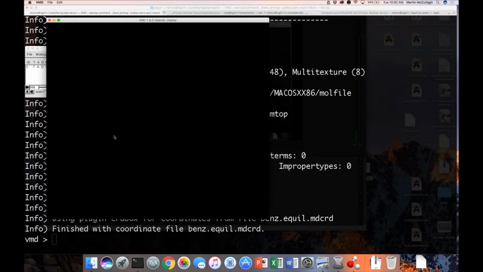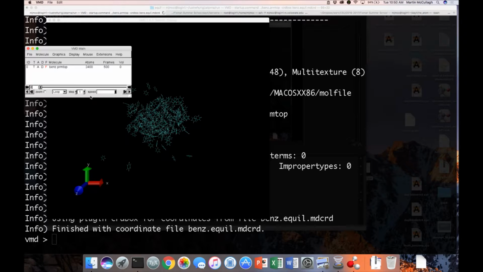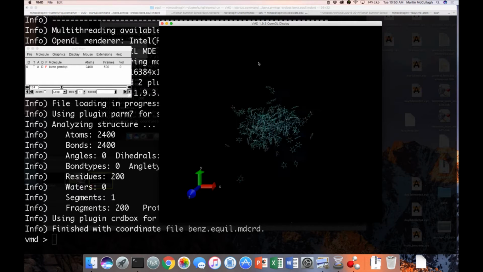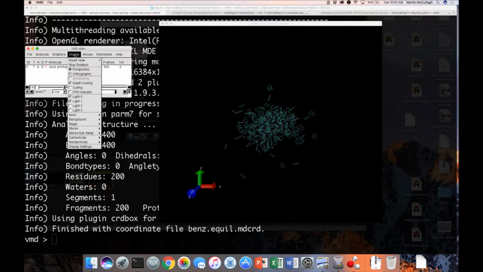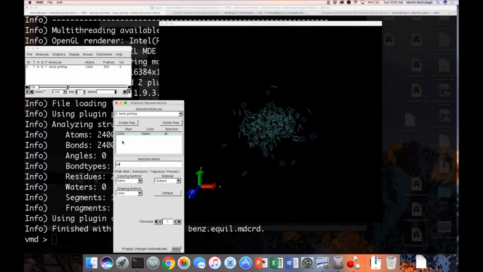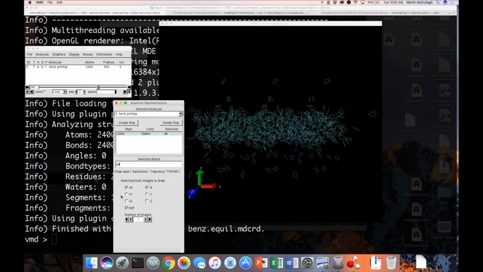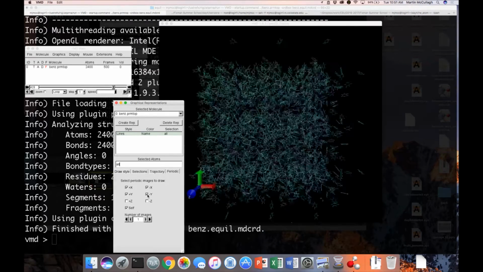It's not going to be the most exciting, but I left them unwrapped. Which means that when you take a look at it now, it initially appears that we have benzene out in the middle of nowhere. That's not really the case, because if I added the periodic images, you can see they are interacting with their periodic images.